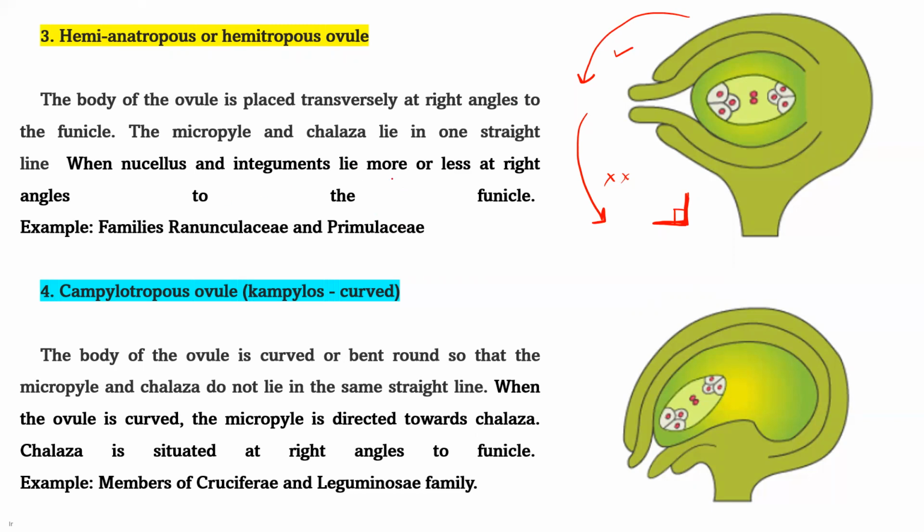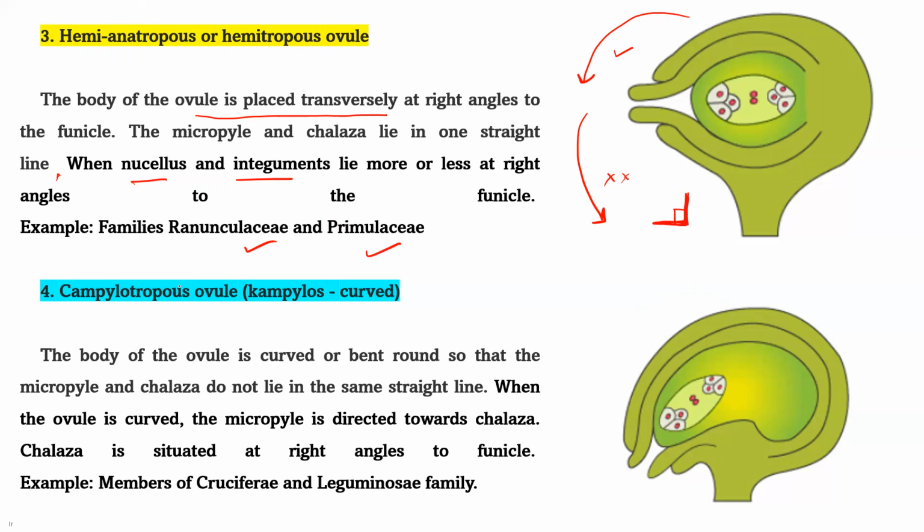When the nucellus and integuments lie more or less at right angles to the funicle. Here, see, the nucellus and integuments lie more or less at right angles. Obviously, when we say the entire ovule is placed transversely, it goes without saying that the nucellus and the integuments both will orient themselves at an angle of 90 degrees with the funicle. Okay, these are found in the members belonging to Ranunculaceae and Primulaceae families.